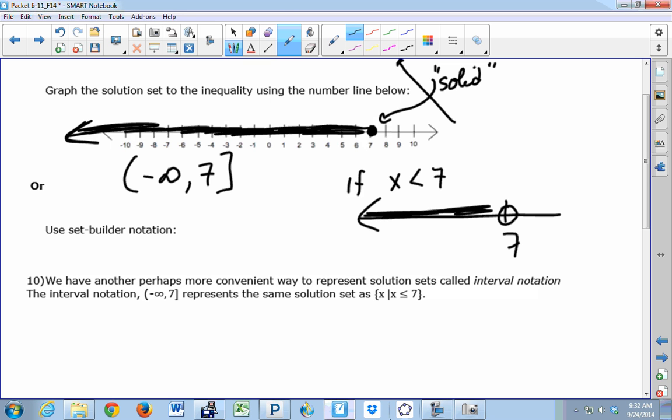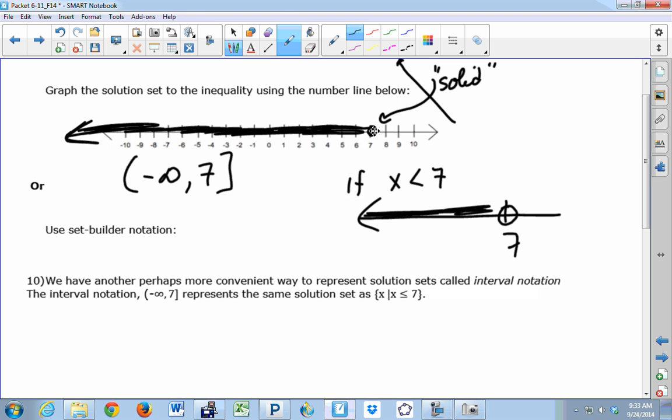So this says the same thing as saying the set of all x, this is our set builder notation, the set of all x such that x is less than or equal to 7. This is how we would have to write this in set builder notation. And we want to now just shortcut it a little bit. So 7 is the largest number it can be. And since 7's included, notice, doesn't this look like a staple? Doesn't this bracket have the same shape as a staple? So you're stapling that number into your set. It's being included. So that's where we use a bracket.